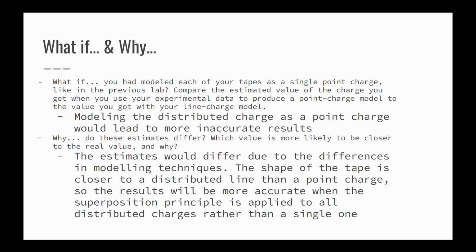And now we come to our what if and why statements. So what happens if we had modeled each of the tapes as a single point charge? Well, just as we saw in lab 1, it is going to be less accurate. Why do these estimates differ? Well, between the formula that comes from the derivation in class and the code, and between this code and last lab's code, we keep adding more and more point charges to our model. And as we get bigger and bigger, we get more accurate results as we increase the sample size of the charges, which can only be done computationally or through integrals.